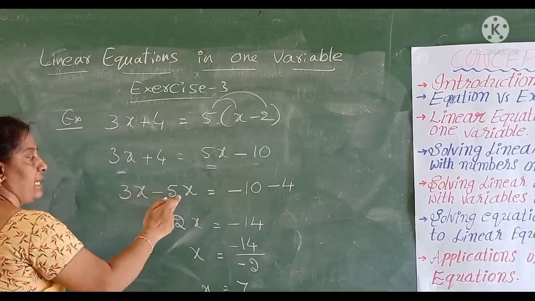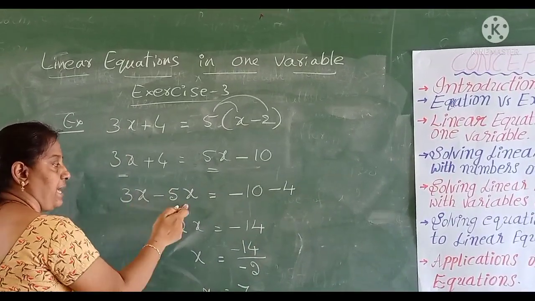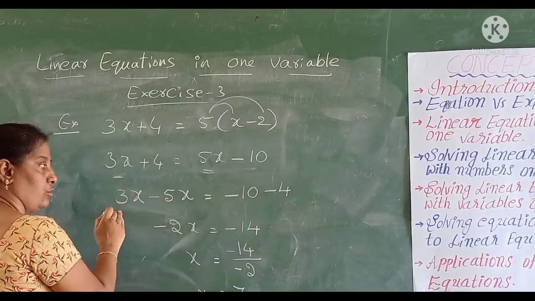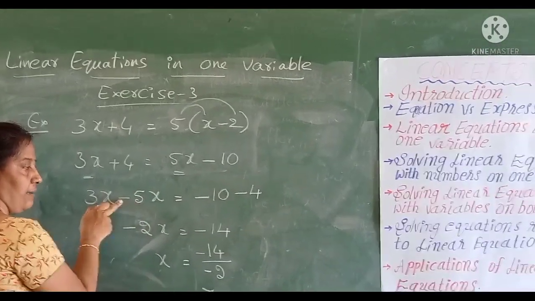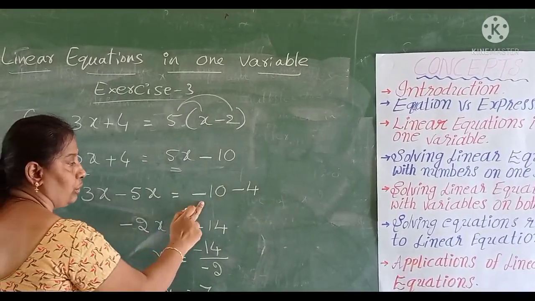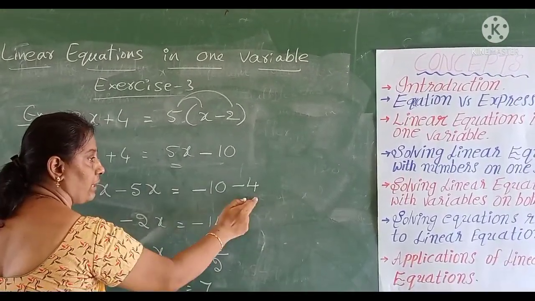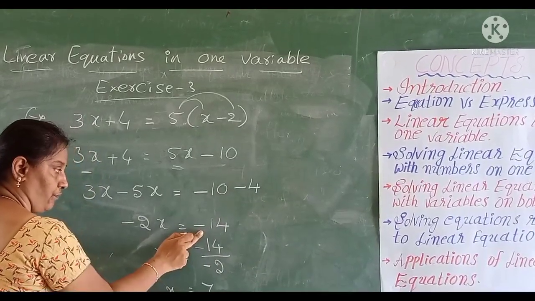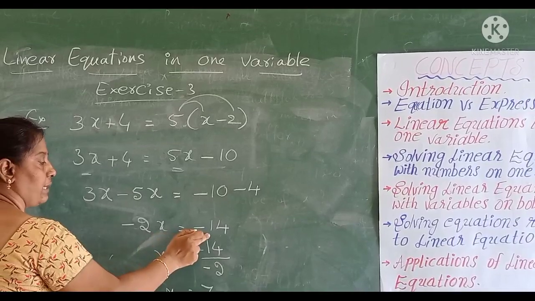So 3x minus 5x: we can't subtract directly, we have to subtract 5 minus 3. So 5 minus 3 is 2, but the bigger number has the negative, so negative 2x is equal to... both are the same symbols, so we can add. Minus 10 and minus 4 is minus 14. So minus 2x is equal to minus 14.